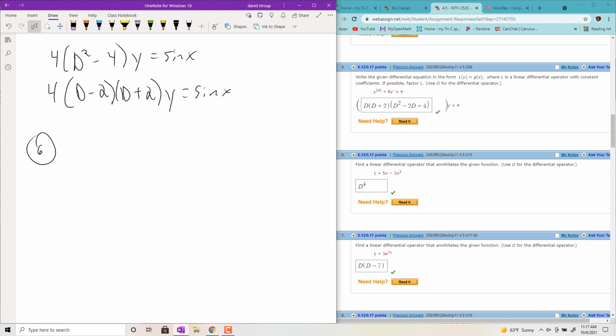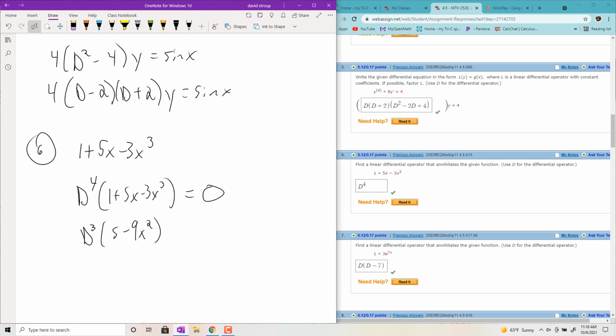Number 6, I want to find an annihilator for 1 plus 5x minus 3x cubed. Basically, you just go D to a power one higher than the polynomial's degree. So D to the 4th. And you note if you applied this to 1 plus 5x minus 3x cubed, it would equal 0. Because if you take the derivative once, you get 5 minus 9x squared. Twice, you end up with negative 18x. Another time, you get negative 18. And finally, the derivative of that will be 0.